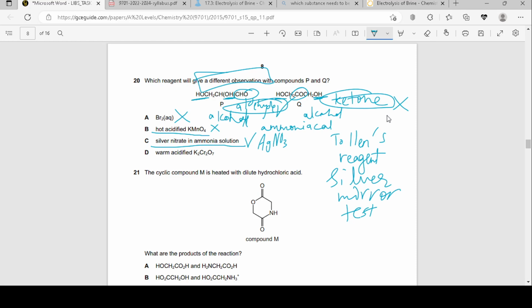Such a beautiful silver mirror is formed, but I wasn't able to form such a pretty silver mirror, but hers were so professional and pretty.